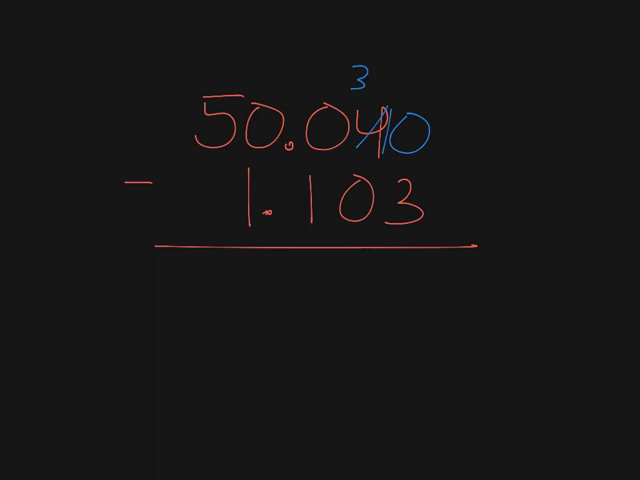This makes it 10. 10 minus 3 is 7. 3 minus 0 is 3. I have to borrow from the 4. This becomes a 10. Borrow from 10. This becomes a 9. Then that guy becomes a 10. 10 minus 1 is 9. Our decimal goes straight down. 9 minus 1 is 8. And the 4 is by himself. So our difference is 48 and 937 thousandths.